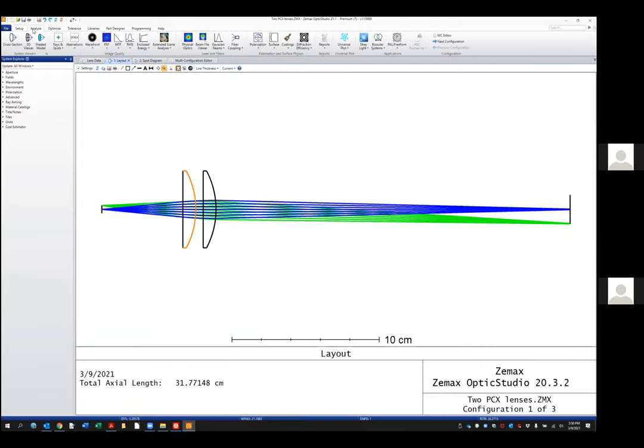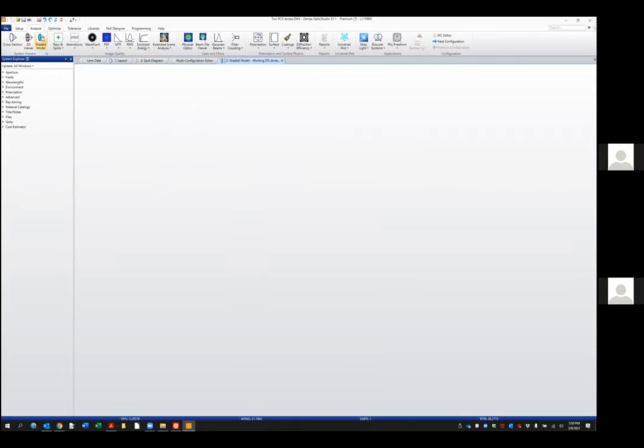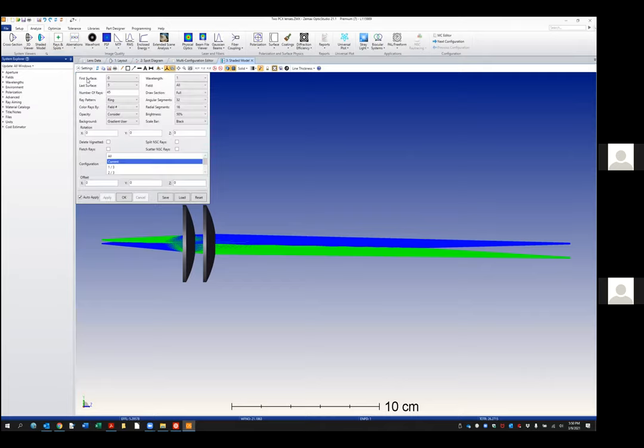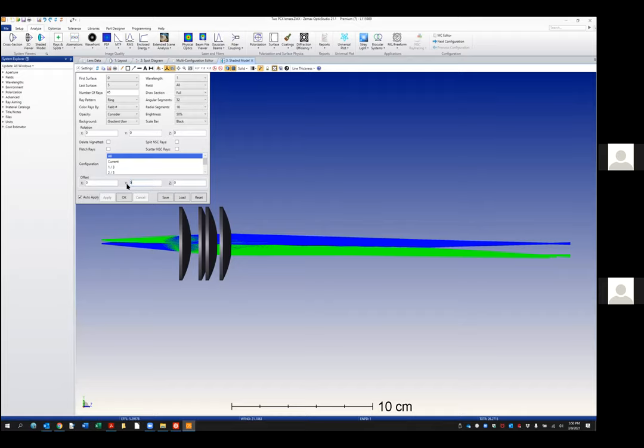And then I go to my shaded model, and I have it show all configurations. And they're all on top of each other, and that's no good. So we space them out a bit.